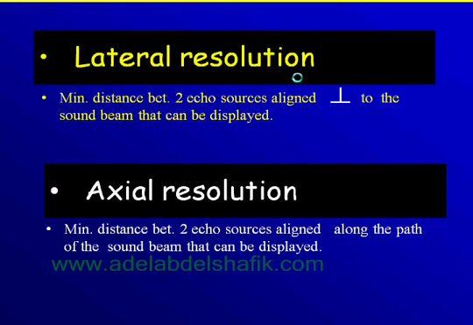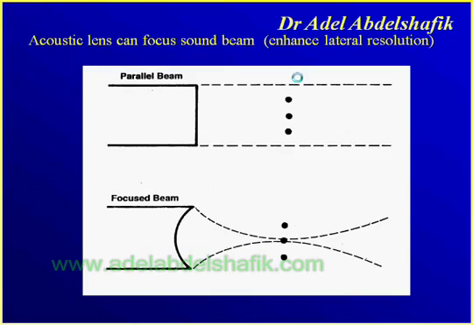So I can get information about one apple, an apple next to it, an apple on the other side. This is lateral resolution. While axial resolution is one apple, an apple after it, an apple behind it, and so on. So both are affected. I get more information with high frequency, both the lateral resolution and the axial resolution.